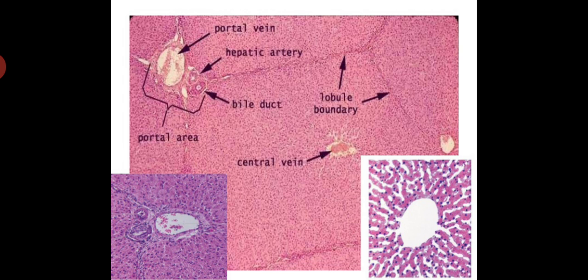And some authors also call this structure the hepatic triad, as it has three important features: a portal vein, hepatic artery and bile duct. It is referred to as the hepatic triad. So this component is referred to as the hepatic triad or portal area.